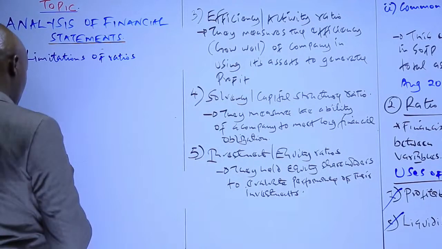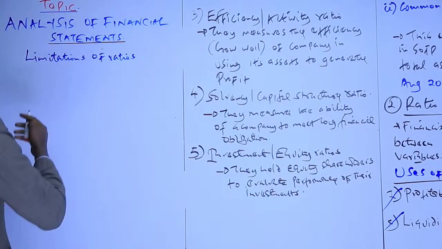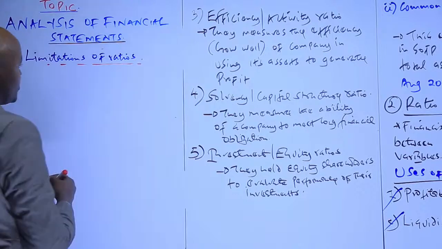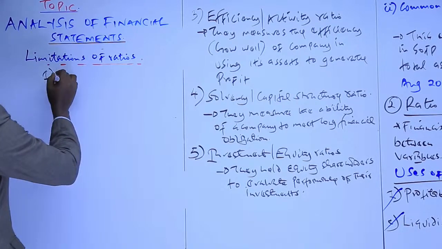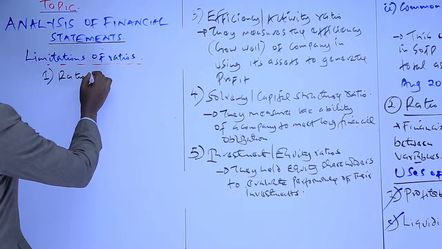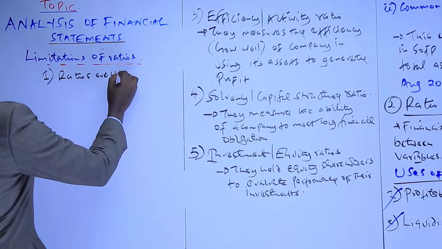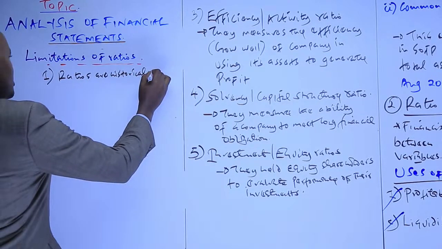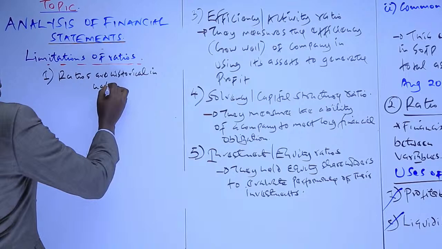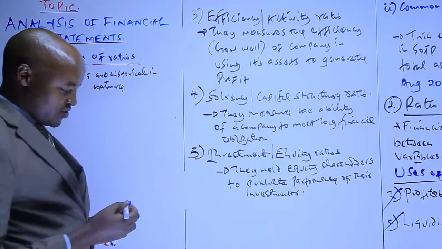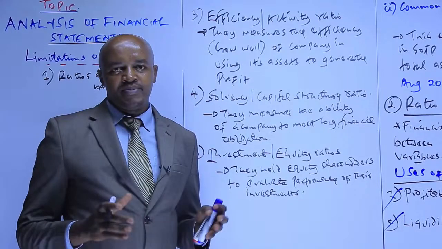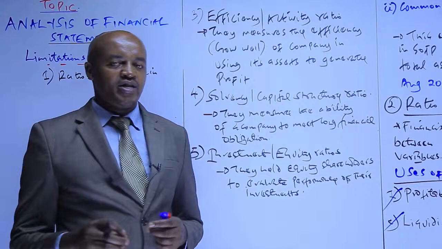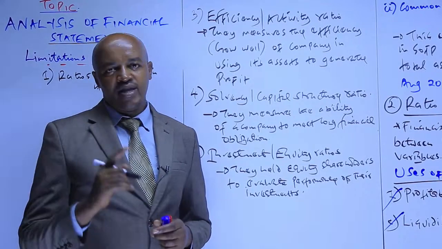Limitations of ratios. And basically here we have various shortcomings. We have various limitations associated with the ratios. Number one, ratios are historical in nature. So historical in nature means what? It means that when a financial analyst is computing ratios, ratios are always computed based on past data. And therefore, if the circumstances have changed, then those particular ratios cannot be used in making decisions about the future. That is one of the limitations.